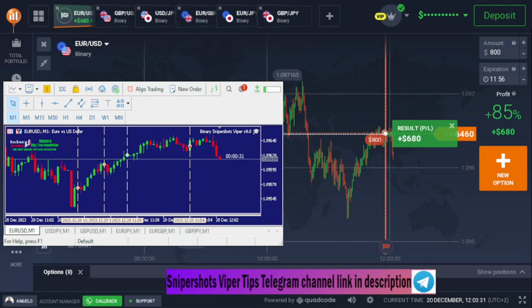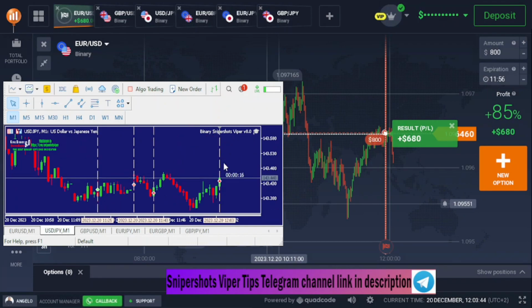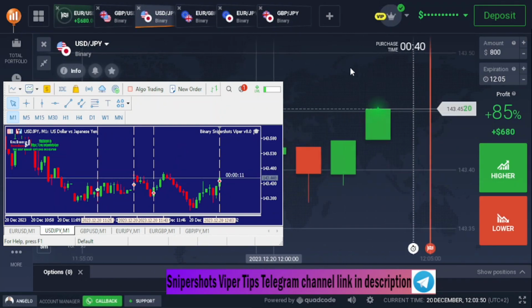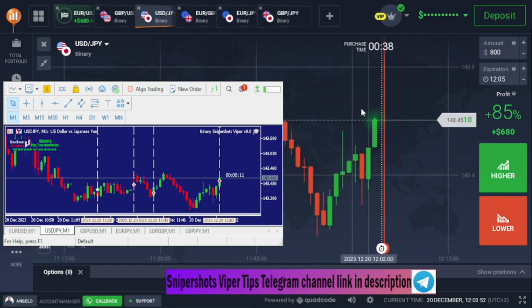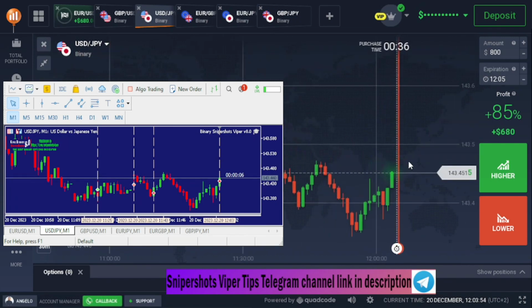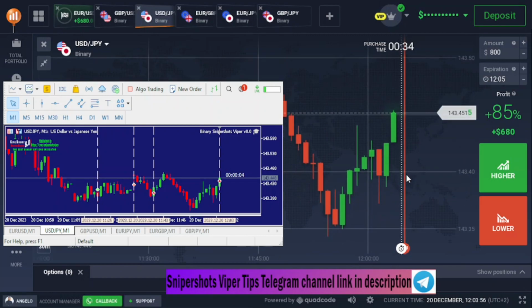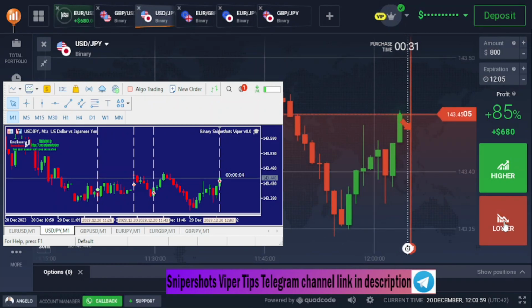We are still waiting, guys, for a signal. Okay, so we just got a signal. Here it is. It's on USD JPY. So let's open USD JPY and let's make sure we prepare to enter the trade right at the beginning of the candle.